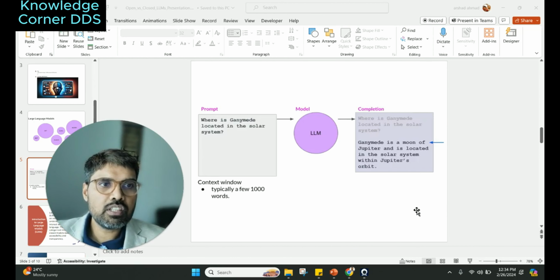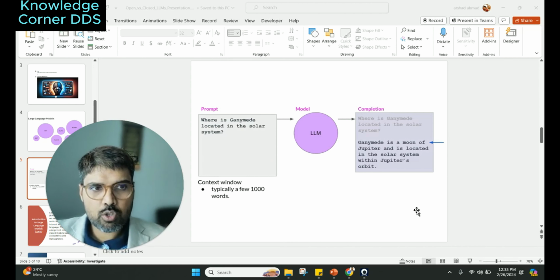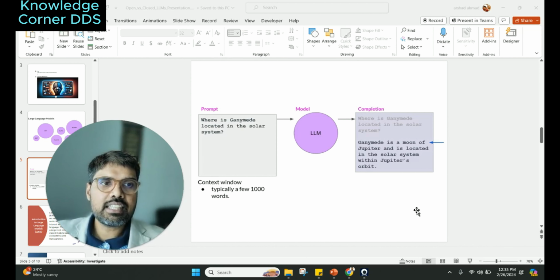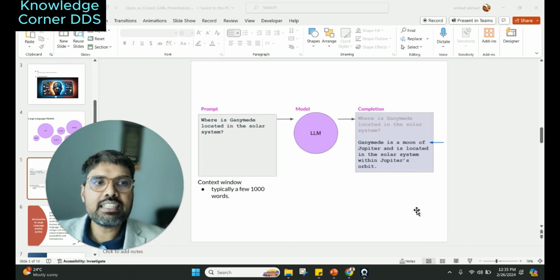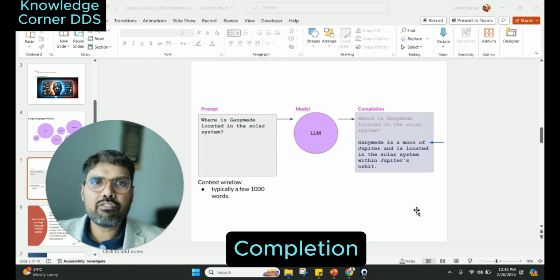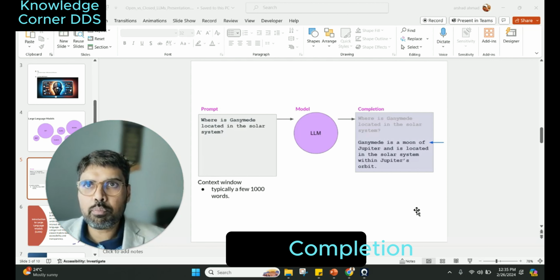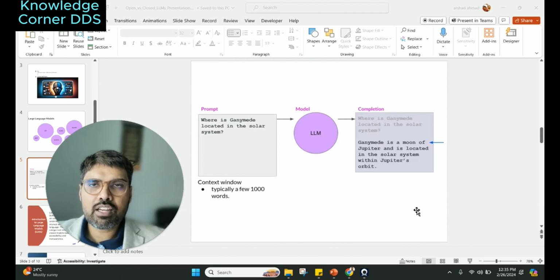Now, coming to some of the terminology you need to understand to use these large language models. With any large language model, you can communicate with it. As an end user, you are going to write a prompt, like in this case, where you are writing, where is Ganymede located in the solar system? And this is the context window, typically a few thousand words depending upon the large language model. The biggest one right now is Anthropic, and you might have heard about Gemini 1.5, which has a 100k context window. So these are the prompts.